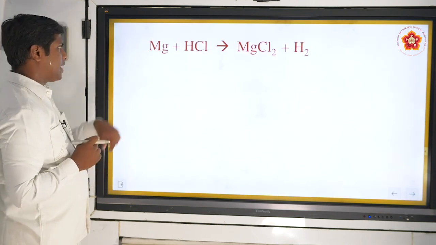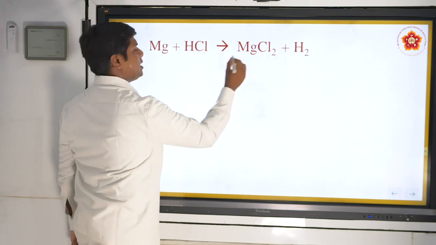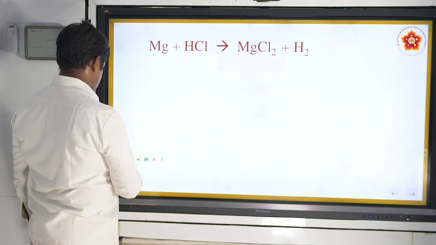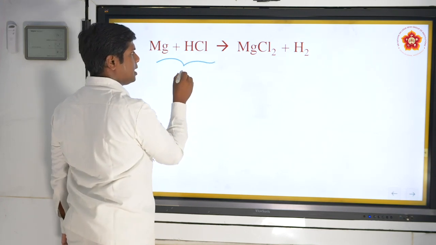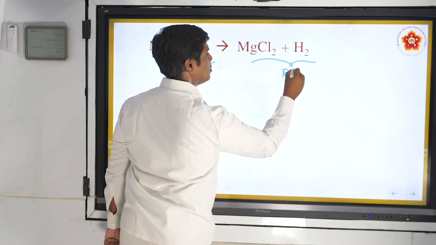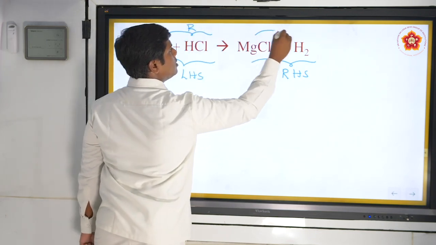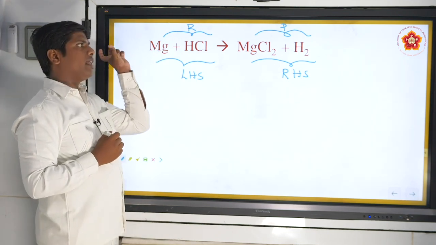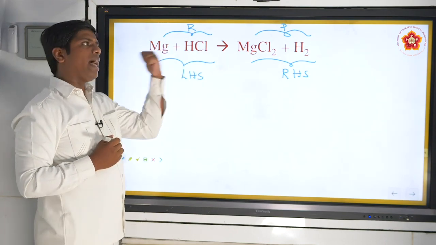Let us look at one more example. Mg plus HCl gives rise to MgCl2. These are reactants. This is products. First step, we have already written a chemical equation by using symbols and formulas. Let us balance the chemical equation.